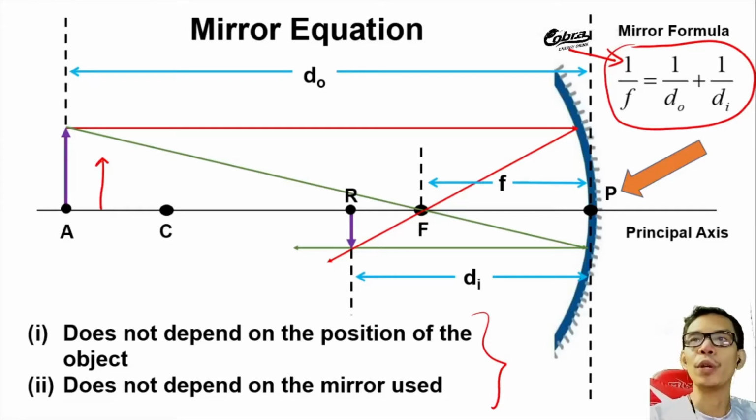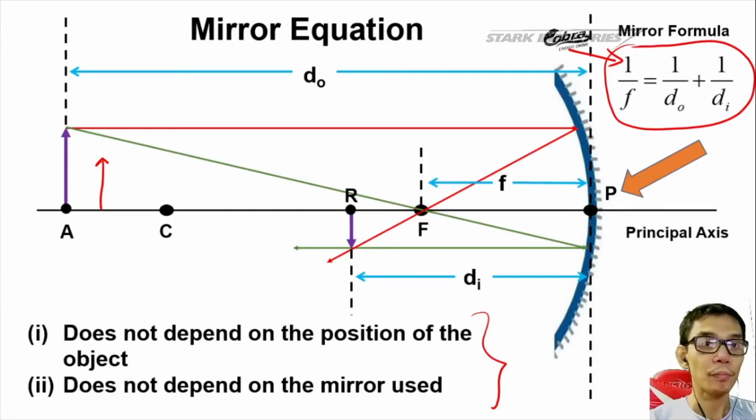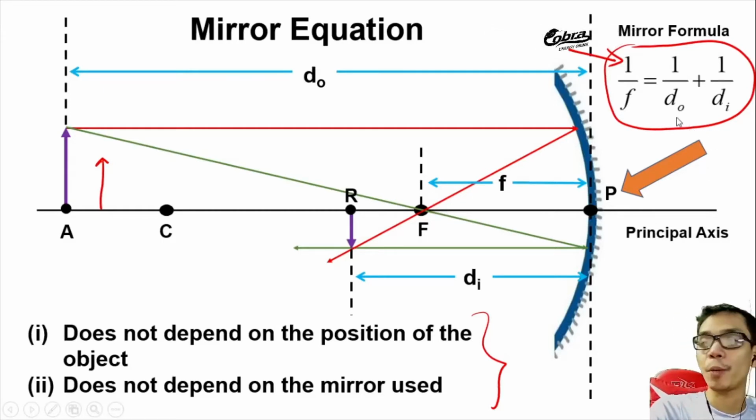We all know that this formula is all about the distances of the object, the image, and the focal length to the pole of the mirror. The question is, where does this formula come from in the first place?